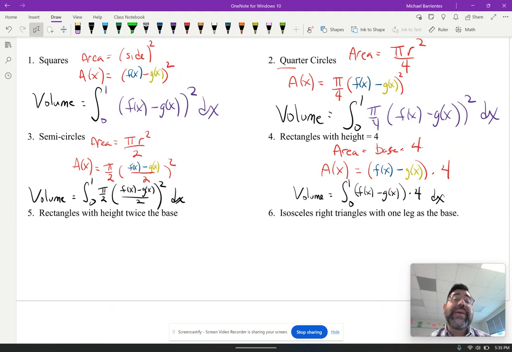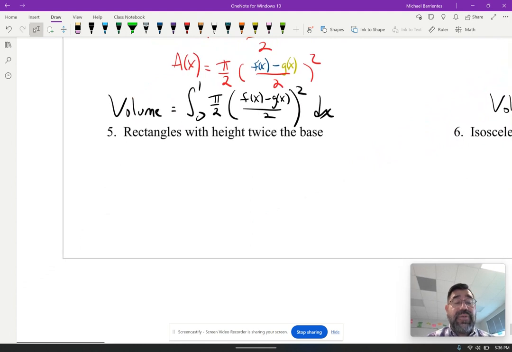Do you see how it all depends on what the shape of my cross-section is? That's going to determine how I'm going to set up my area function, and then how I'm going to integrate that area function. Let's go to rectangles with the height that's twice the base. Ooh, okay, so how do I find the area?